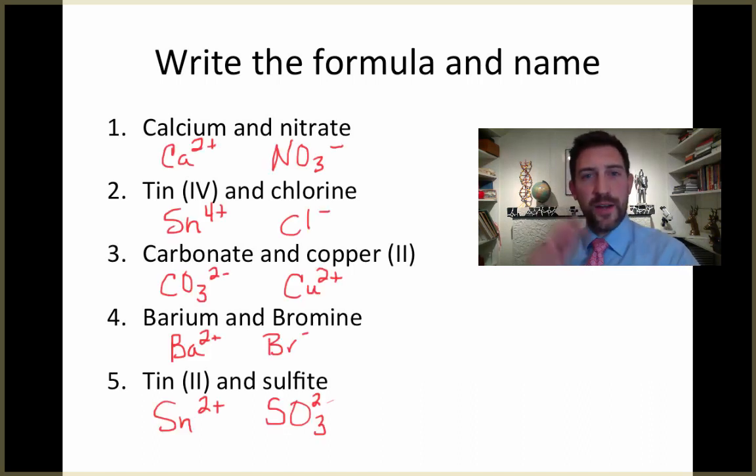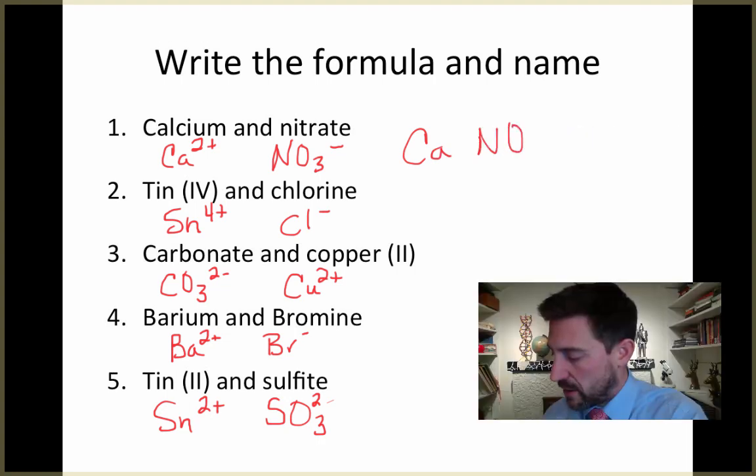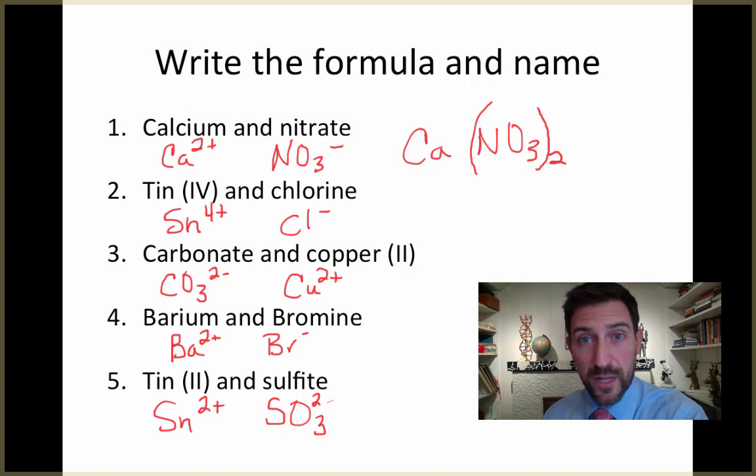So I've got them all on here. Now we just need to put them together. Calcium 2 plus charge, nitrate with a negative charge. That means I'm going to need 2 of those nitrates. So I'm going to have calcium, and then I'm going to have NO3, but I need 2 of those. So what do I do here? Well, I need to show that I have 2 of those nitrates, and I use parentheses to do that. So be very careful here in keeping track of these.